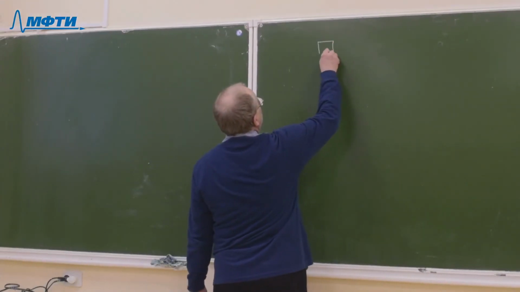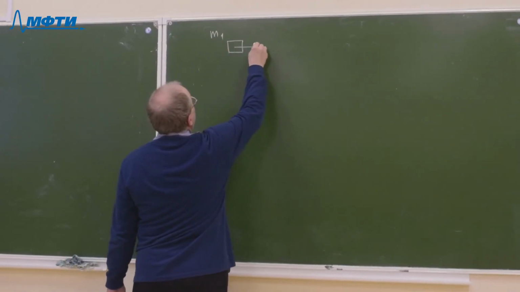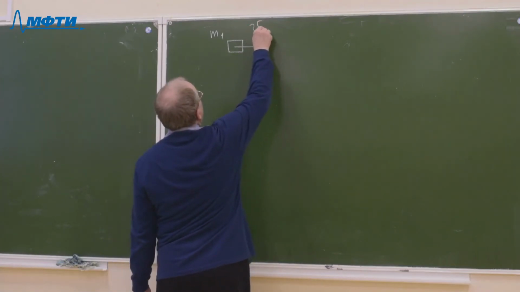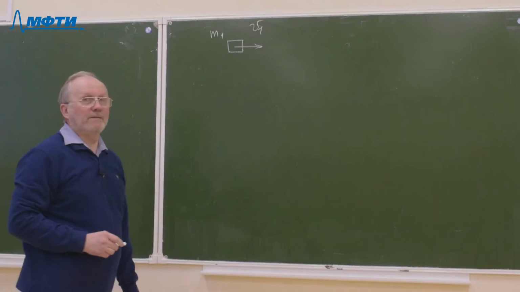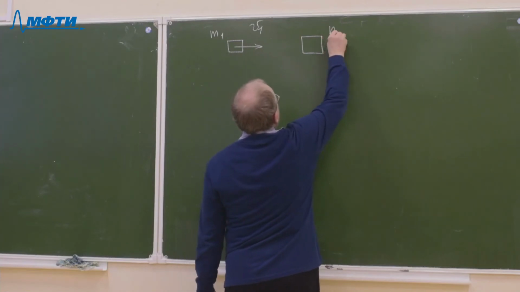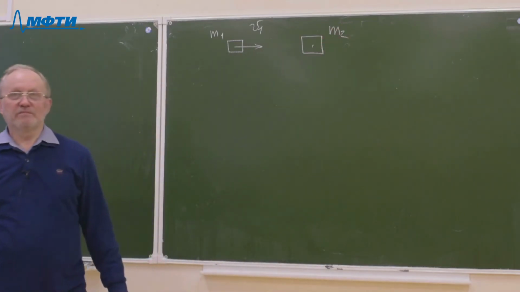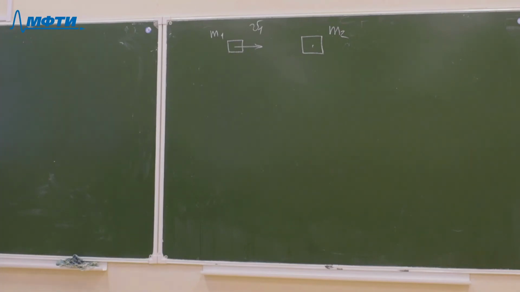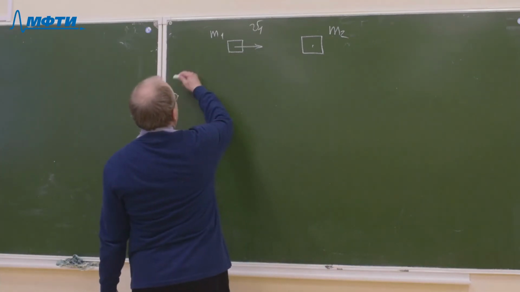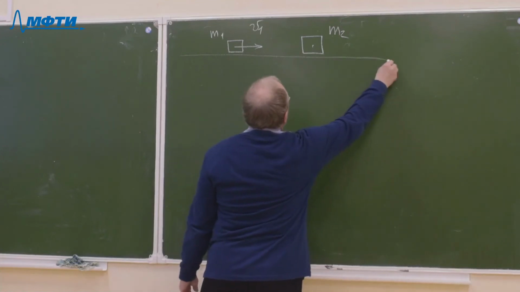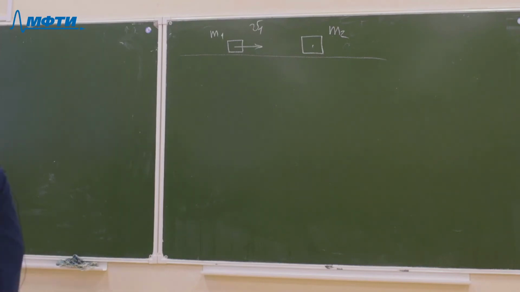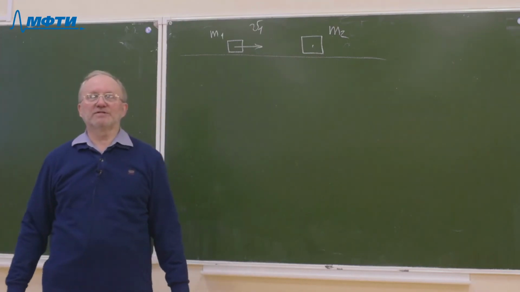Suppose we have a mass M1 which travels at some unknown velocity, but let's denote it by V1. And there is another block of mass M2, which is at rest. The velocity of this second body is zero. And there is no friction. There is certainly some surface along which these bodies can slide without friction. So, an ideal situation for the law of conservation of momentum.